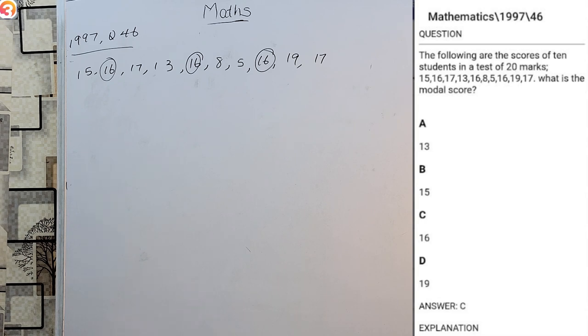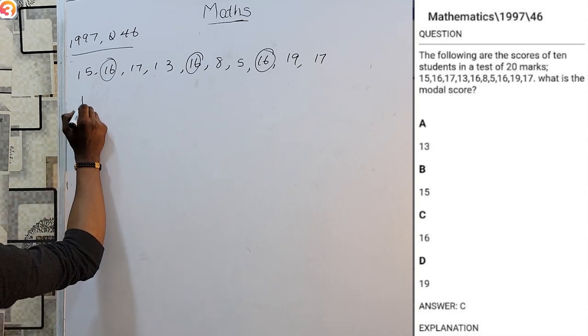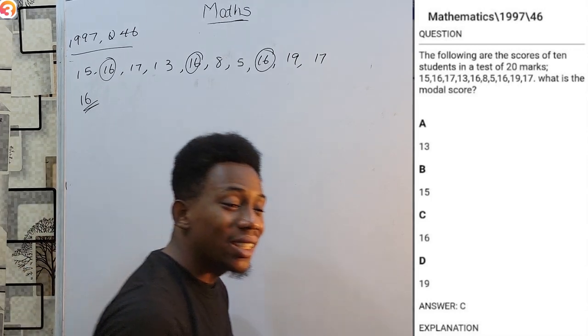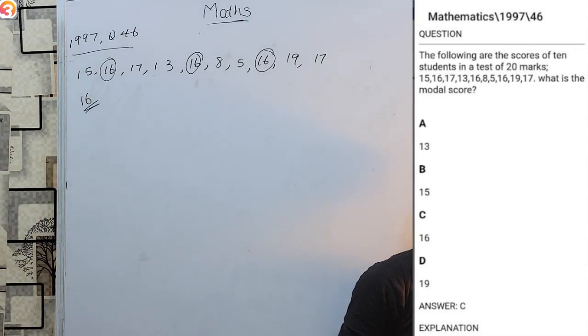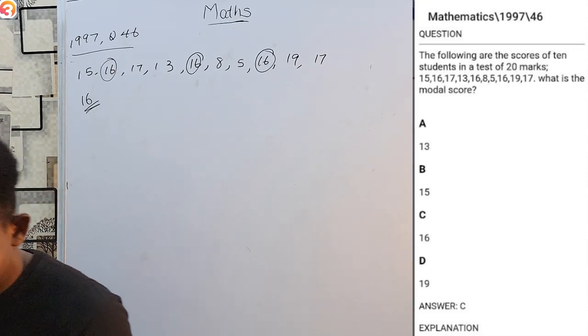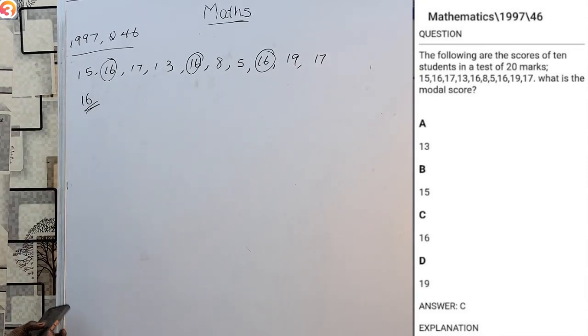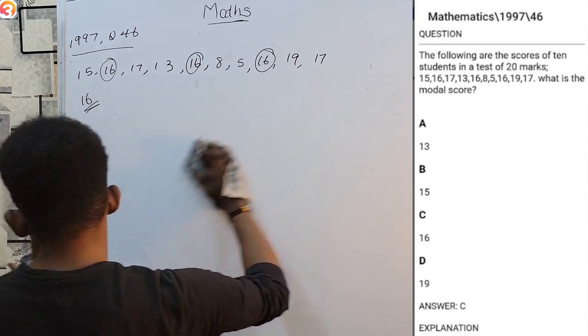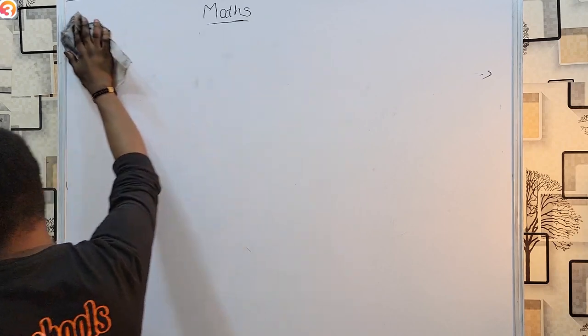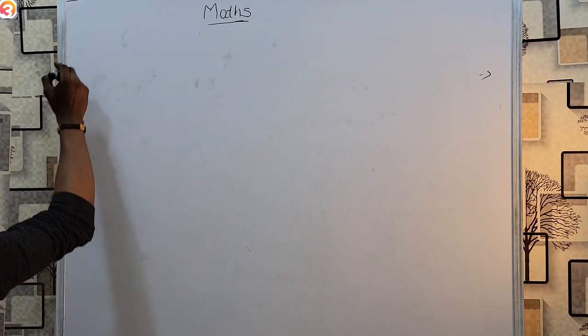So what's my modal score? The one that appears most is 16. And again, remember, it appeared three times. Three is the frequency, not the modal score. The modal score itself is 16, and that is option C for this question. So you see, it's so simple. We don't have to waste much time on any question.